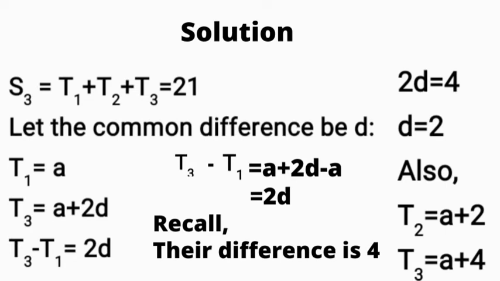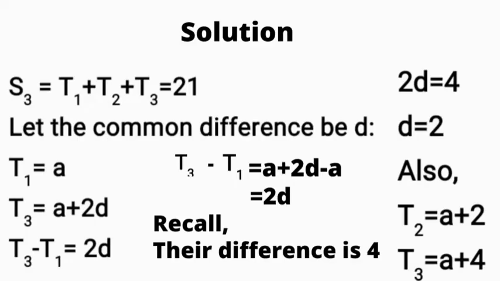The common difference is equal to D. The first term is equal to A. The third term is equal to A plus 2D. The difference between the two is T3 minus T1, and that gives us A plus 2D minus A, which is 2D. Recall that the difference between them is 4. Therefore, 2D is equal to 4, D is equal to 2.